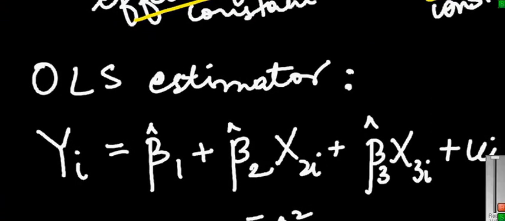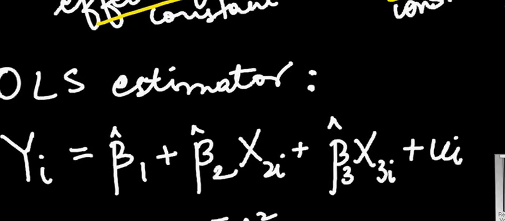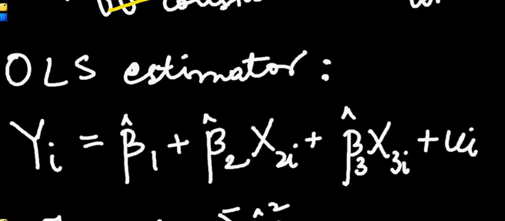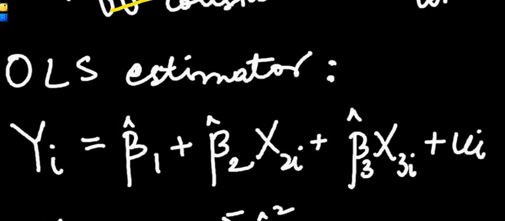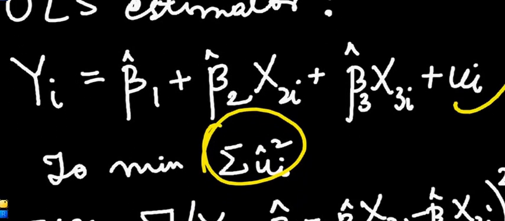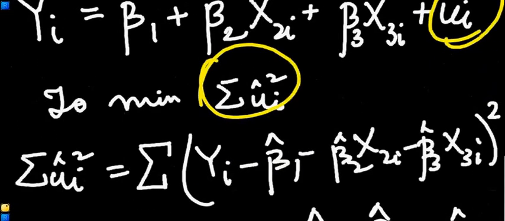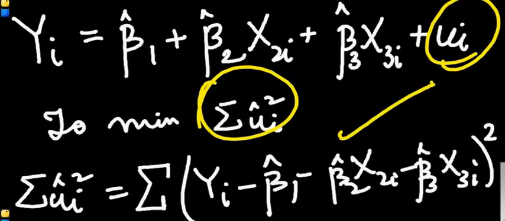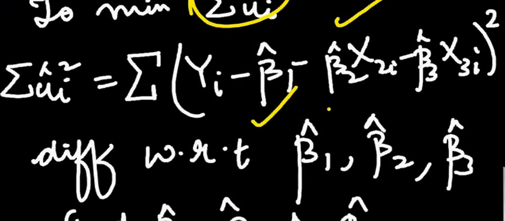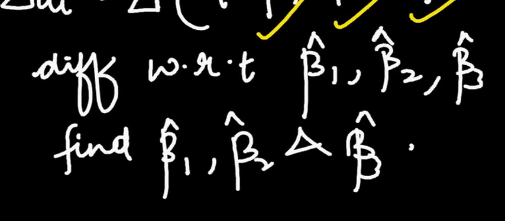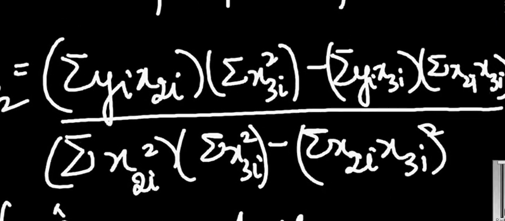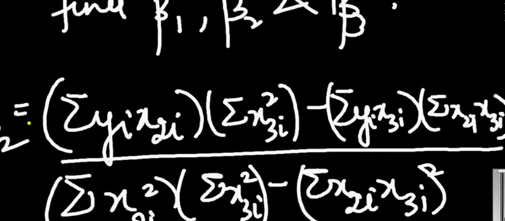Now the OLS estimator. I have yi as this. Under my OLS estimator, all that we had to do is to minimize the sum of the squared error terms. So I find ui, which is nothing but this, and I have to minimize this. So I differentiate with respect to beta 1, beta 2, beta 3, equate to 0 and find the values of beta 1, beta 2, beta 3. If you do so, you would get beta 2 as this.